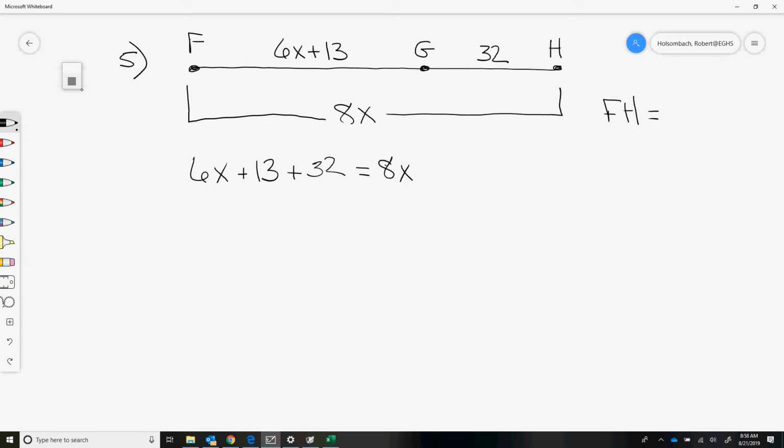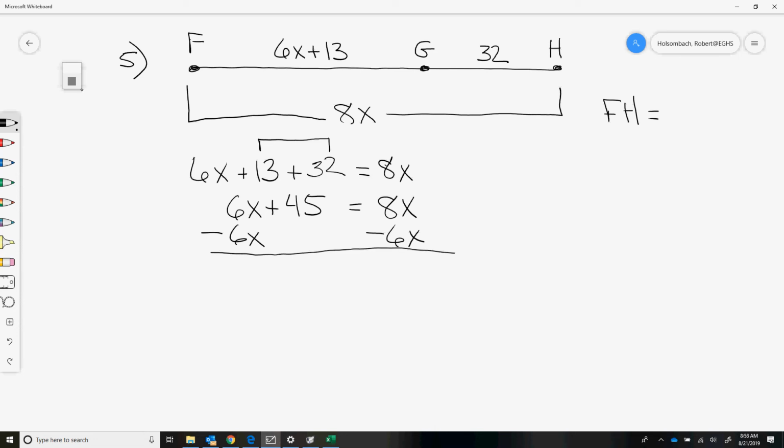So you've got to combine your like terms. You've got to combine your 13 and your 32. So 6x plus 45 equals 8x. So you subtract 6x from each side, and 45 equals 2x. And divide both sides by 2. So 22.5 is equal to x.